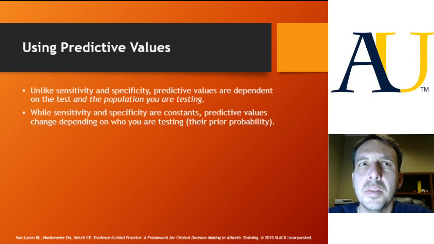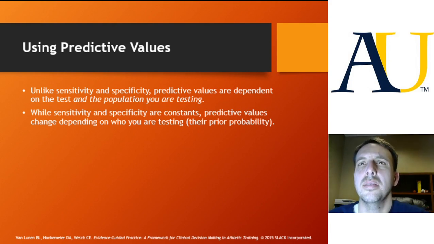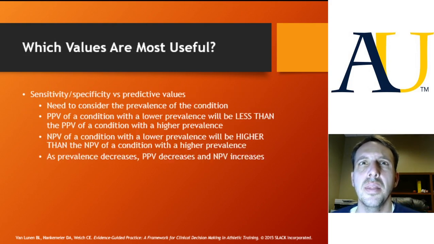So unlike sensitivity and specificity, predictive values are dependent on the test and the population that you're testing. So when we get into this situation, we really have to understand that the prior probability of having the condition is going to change depending on the testing, and it's going to change those predictive values. And we'll see what that means here momentarily.